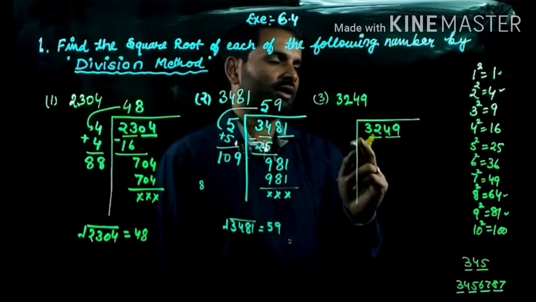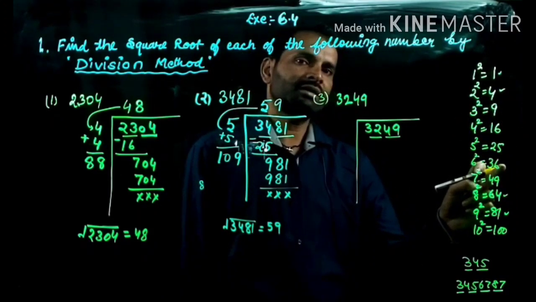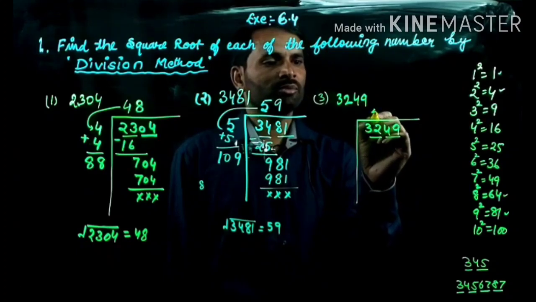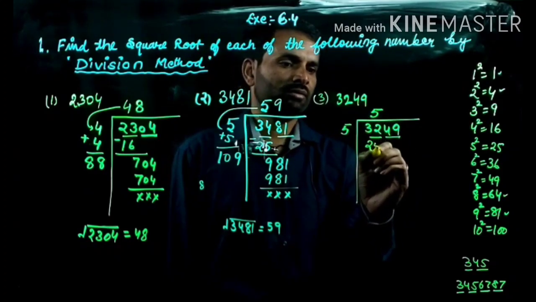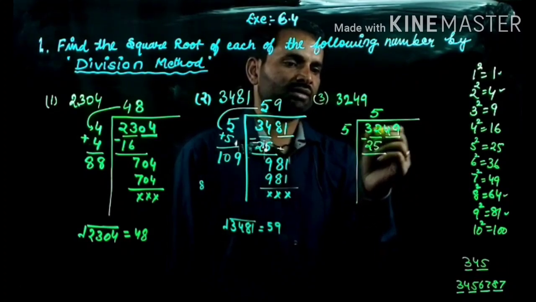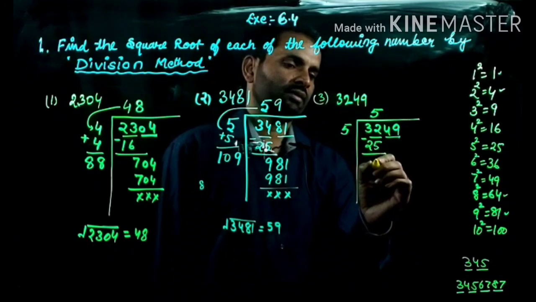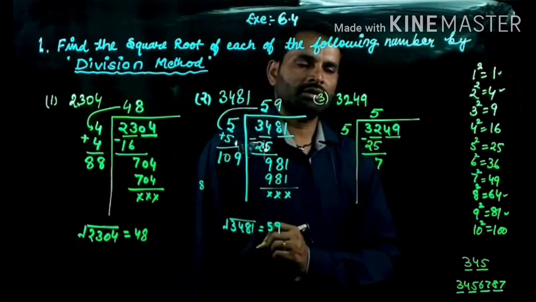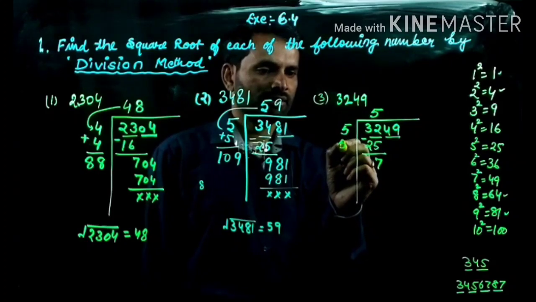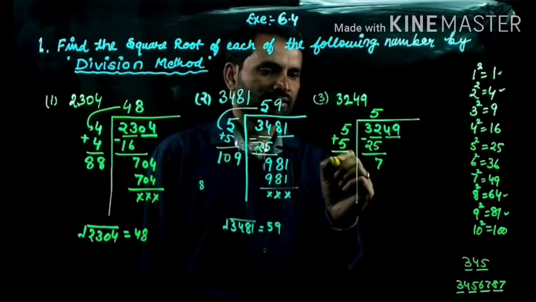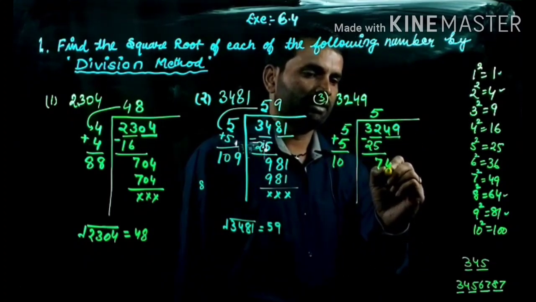First you search for 32. Where is 32? 32 comes between 25 and 36. So you choose the smallest number, which is 5. You write 5, 5 5 is 25, and subtract: 32 minus 25 is 7. And this number 5 will be added, giving 10.